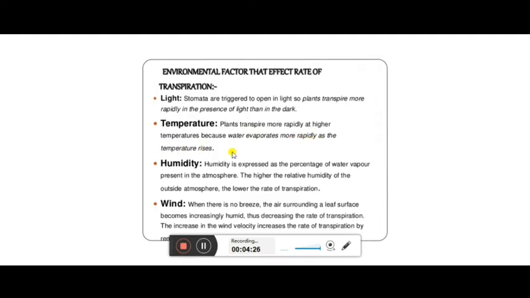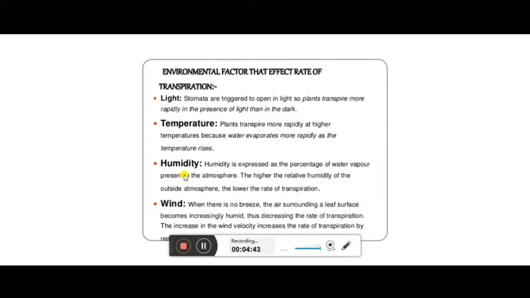Okay, so as you will see, during the summers the temperature is high, and that's why the rate of transpiration will be more, and during the winters the temperature is low, so the rate of transpiration will also be low. That is directly proportional.